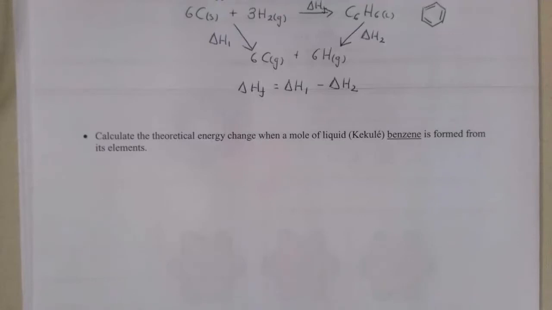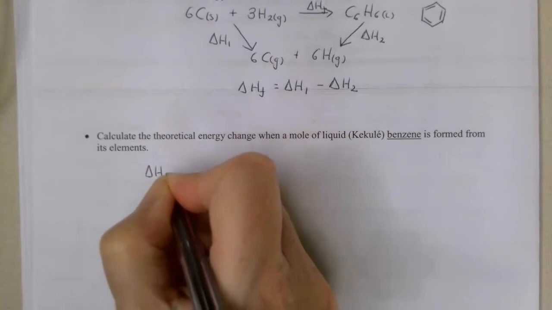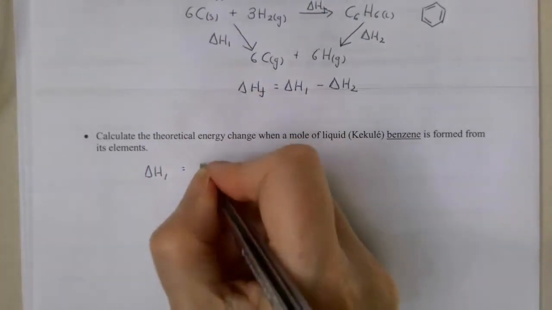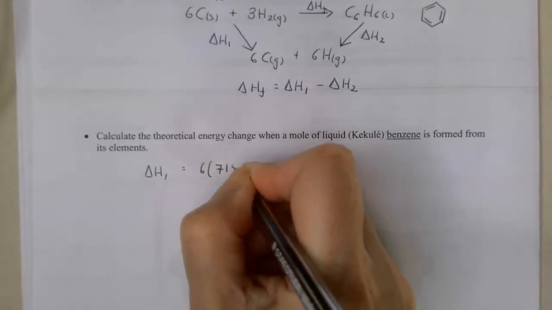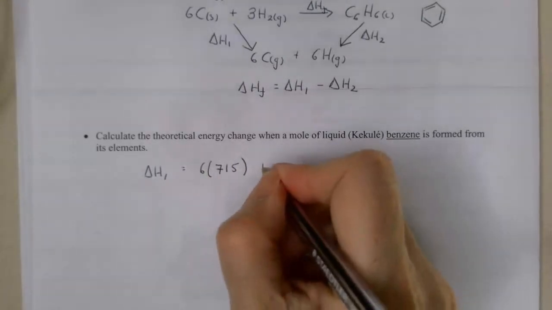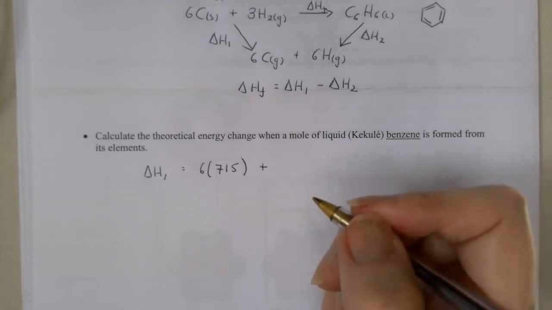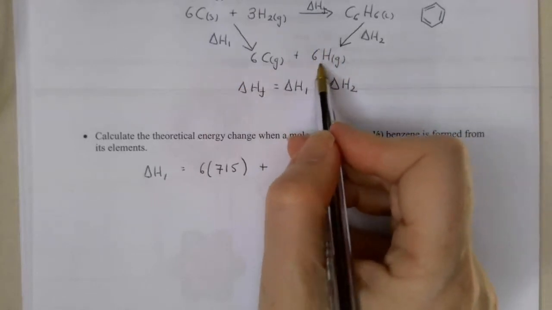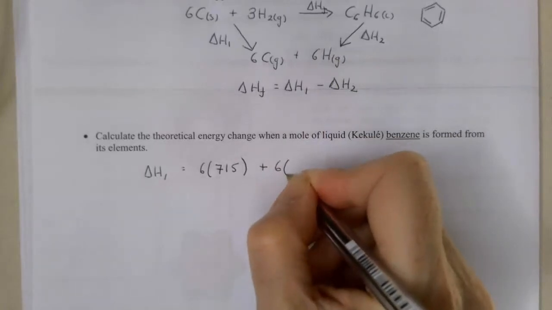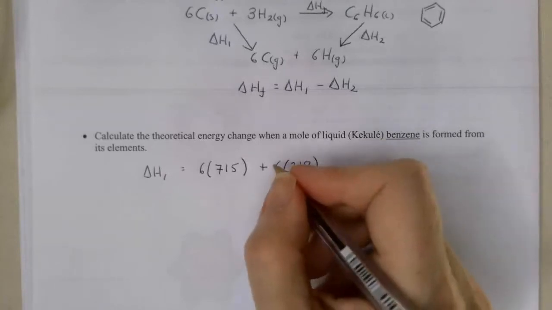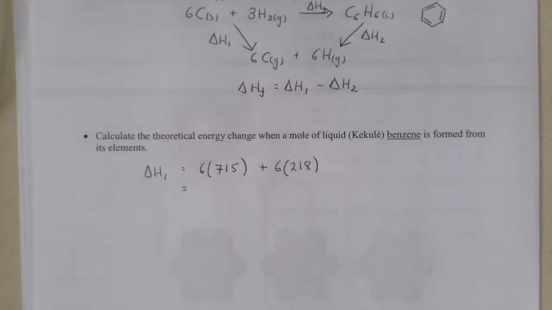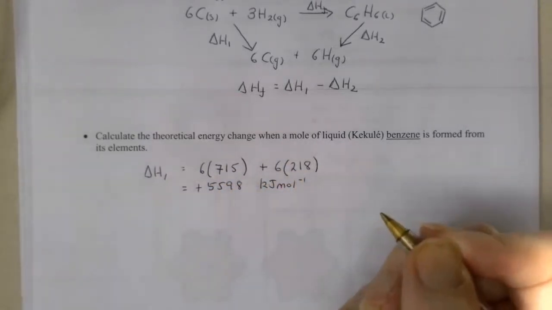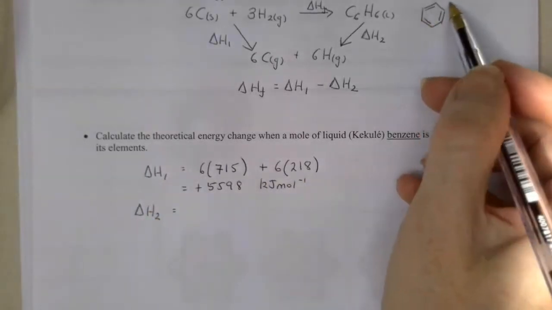So I'm now going to calculate the theoretical energy change. So I'm going to calculate first of all delta H1. So I've got to atomize 6 moles of carbon. Well, to atomize 1 mole of carbon is 715, so that's 6 lots of 715 kilojoules of energy. And then the next one we've just got to be a little bit careful with. We're given the enthalpy change of atomization of hydrogen. Now this is the one where students get it wrong because they times the number by 3, but it's not, because it's per atom. So it's 6 lots of my atomization of hydrogen, which is 218. So that added together equals, and I get plus 5598 kilojoules per mole.